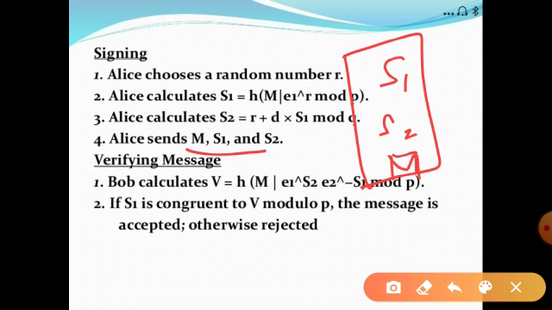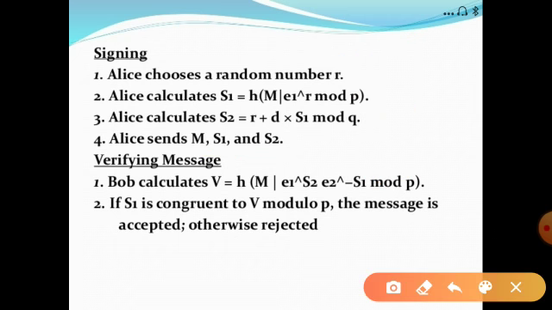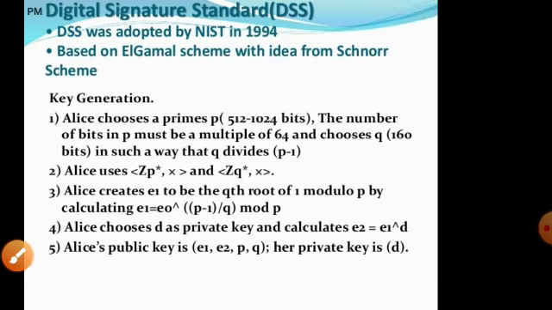At the verification side, Bob calculates the v value by using this formula. If s1 is congruent to v, it means s1 is the signature sent by the sender Alice. If s1 is congruent to v modulo p, the message is accepted, otherwise the message is rejected.